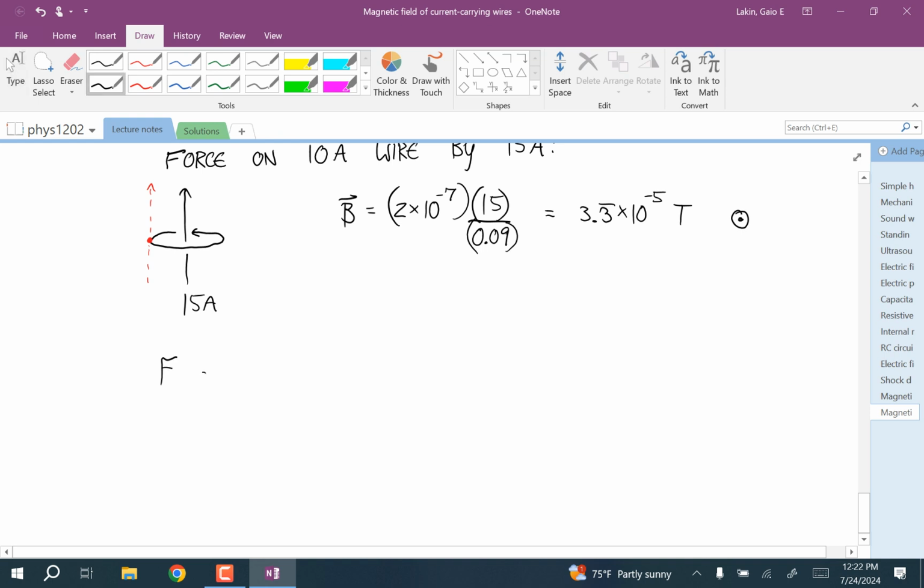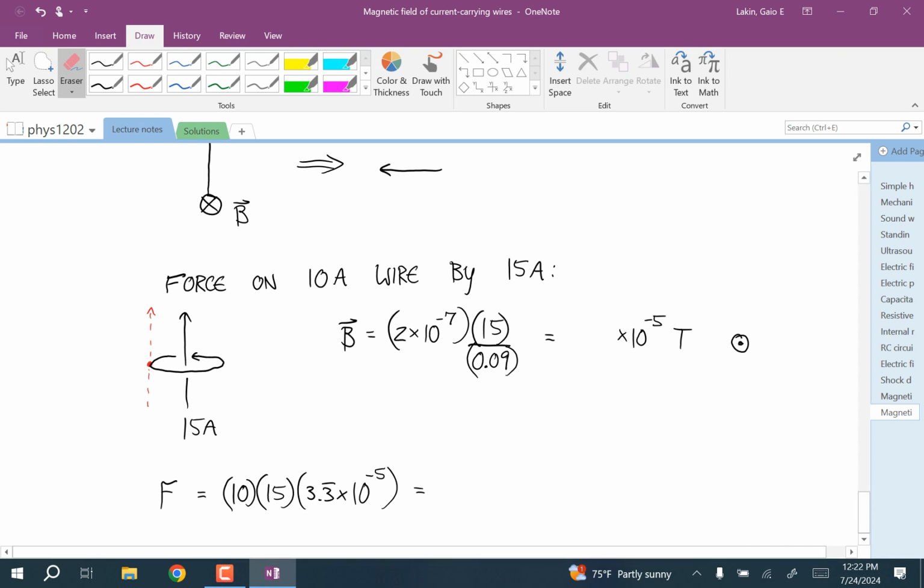So the force magnitude is equal to the current of the 10 amp wire times the length times the strength of the magnetic field. I did this calculation wrong. I mean, you can just plug this into your calculator and you'll see that I wrote the wrong number in here, but this, no, I didn't. I'm sorry.